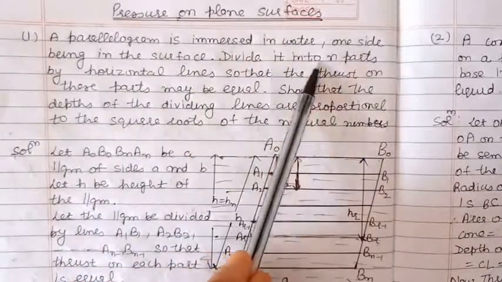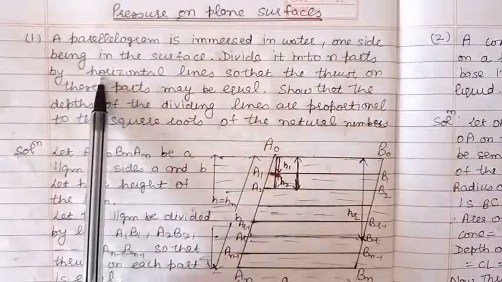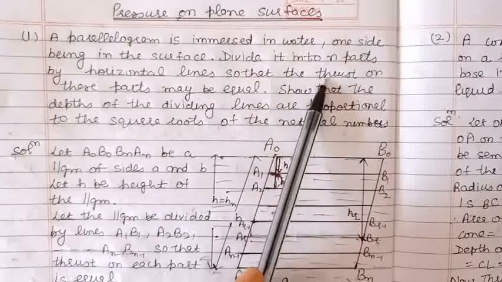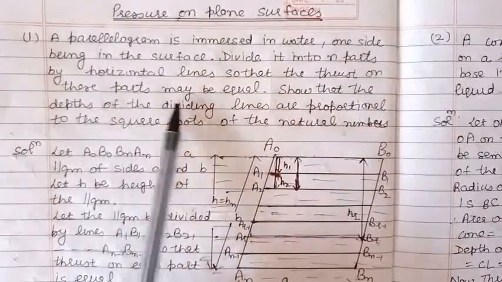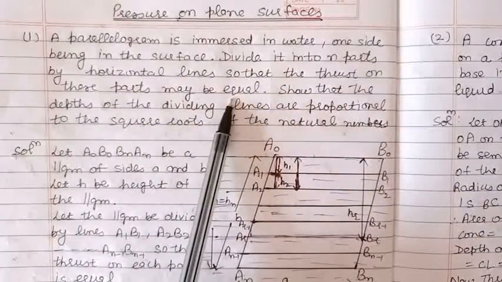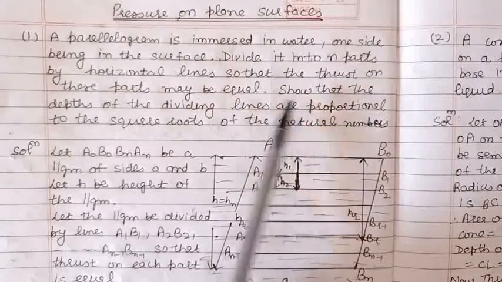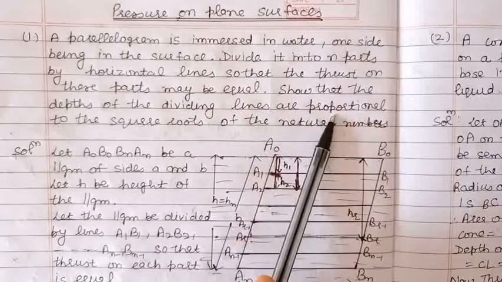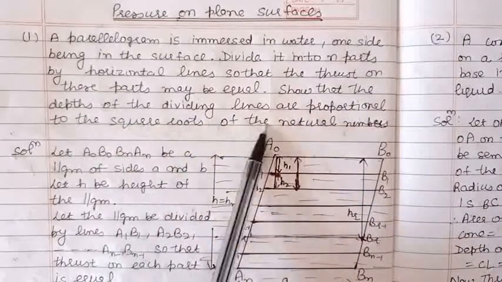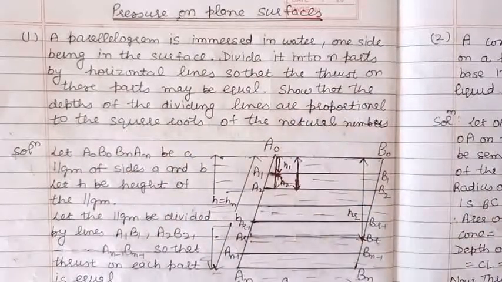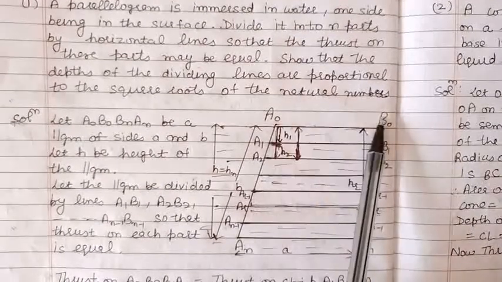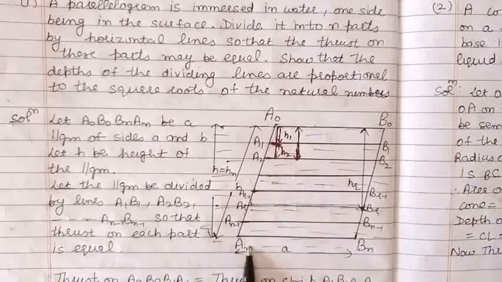Divide it into n parts by the horizontal lines, so that the thrust on these parts may be equal. We are to show that the depths of the dividing lines are proportional to the square root of natural numbers. So let us consider the parallelogram A0, B0, Bn, An.